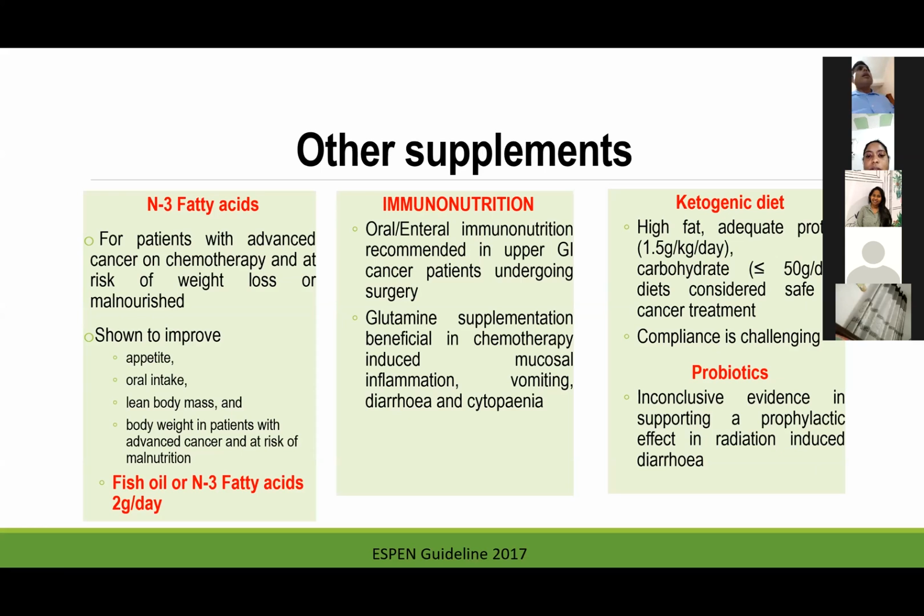And the third supplement category is probiotics. There is inconclusive evidence supporting probiotics, especially in radiation-induced diarrhea. The prophylactic effect, the evidence is very inconclusive.